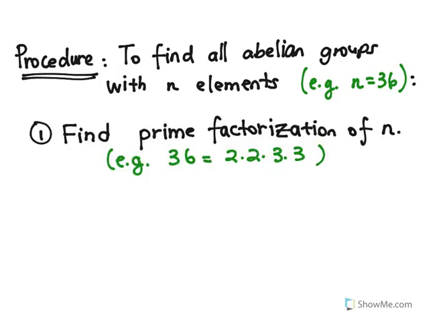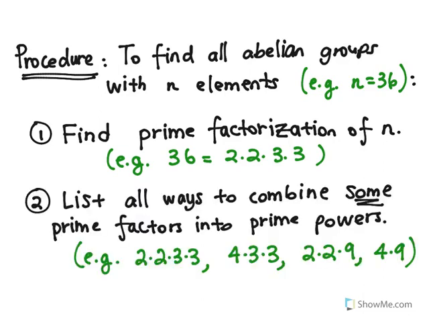Step 1 is find the prime factorization of n. So if I were looking for abelian groups with 36 elements, I'd find the prime factorization of 36, which is 2 times 2 times 3 times 3.